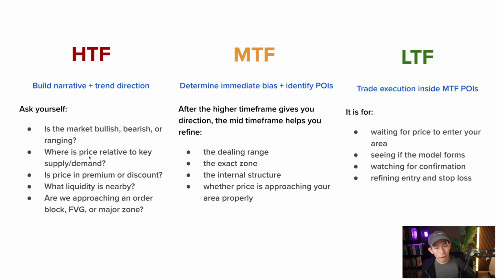And then for your medium time frame, this is where you use it to determine your immediate bias, which is what price is doing right now. You can also use it to identify your point of interest, aka your supply and demand zones, your order blocks, your flip zones, your liquidity zones. After the higher time frame gives you the trend direction, the medium time frame helps you refine the dealing range, the range you want to focus on, the exact zone you want to enter the trade from, the internal structure, and whether price is approaching your area properly.